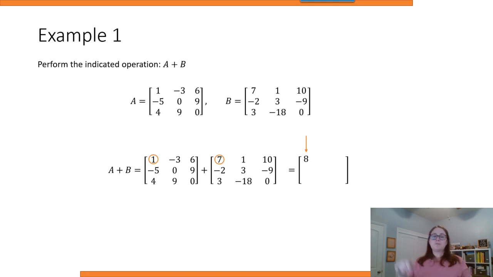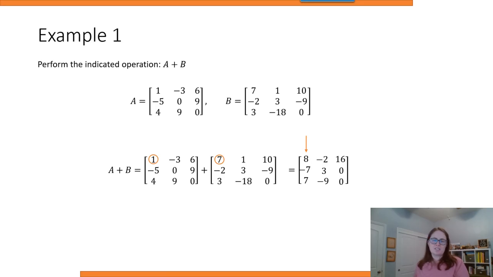And then I'll just finish out that row. So sliding to the right in each matrix, -3 plus 1 gives me a -2. And 6 plus 10 gives me 16. And that finishes off the first row. Then I can go to the next row. -5 plus -2 is -7. 0 plus 3 is 3. 9 minus 9 gives me a 0. And there's my second row. And for the final row, I've got 4 plus 3 gives me 7. 9 plus -18 gives me a -9. And 0 plus 0 is 0. And there is my sum for these two matrices.